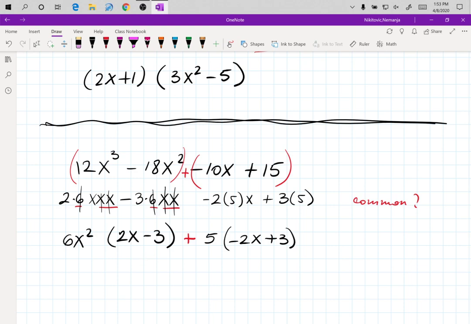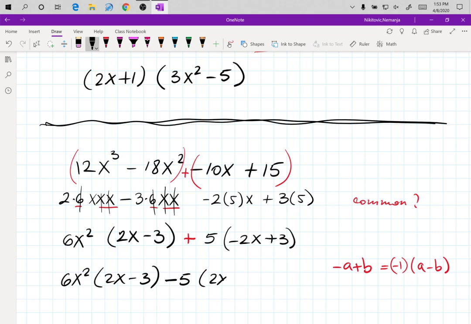But there is a trick that you can use. So if you have minus a plus b, you can kick out negative 1 and make it a minus b. So you can change all of the signs by kicking out negative 1. So now it's going to be a negative 5, and this becomes 2x minus 3. Because, again, it changed all the signs.